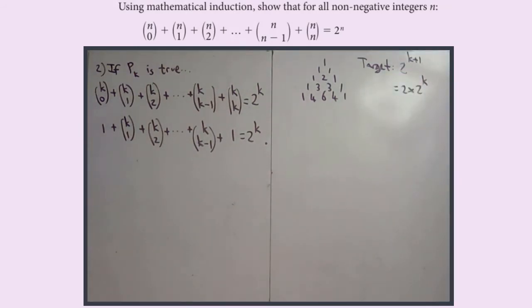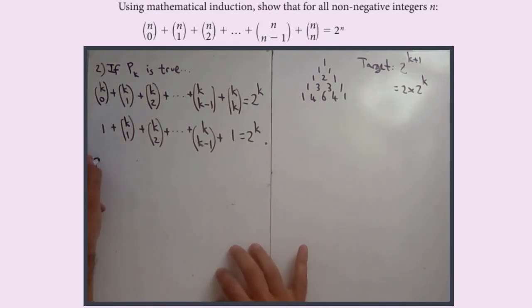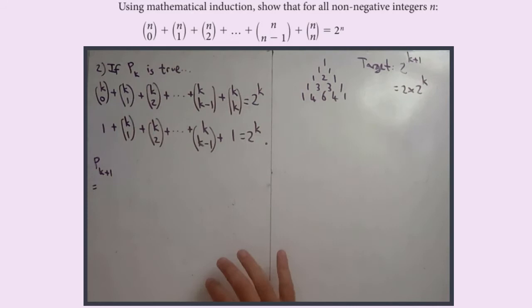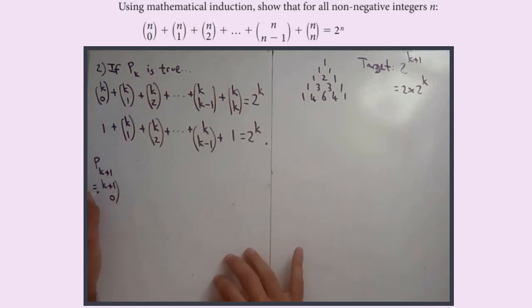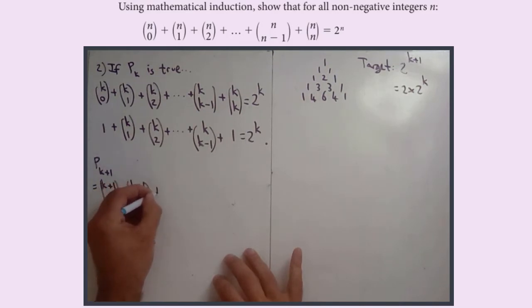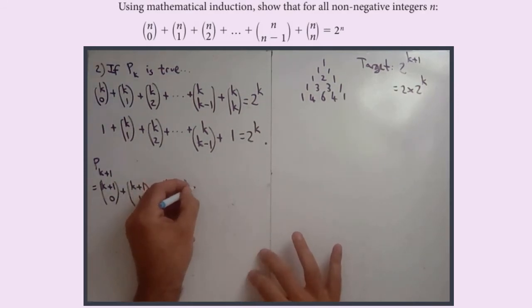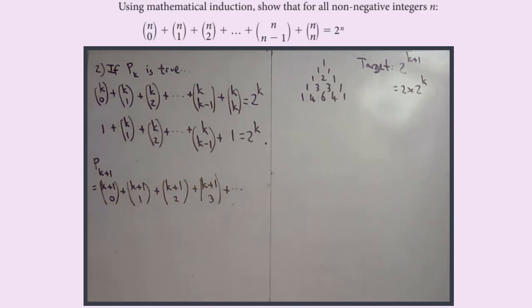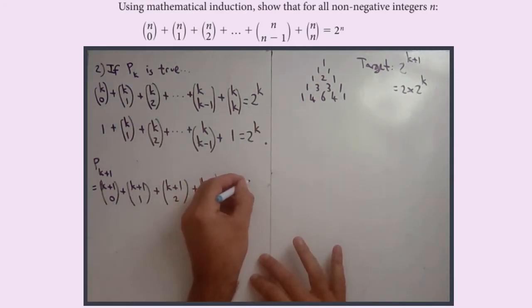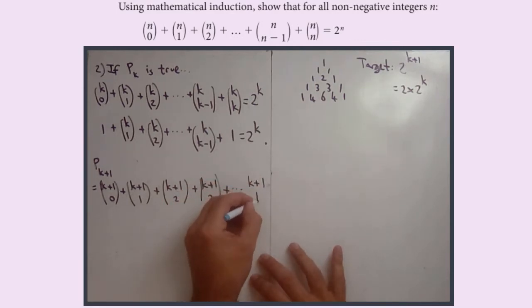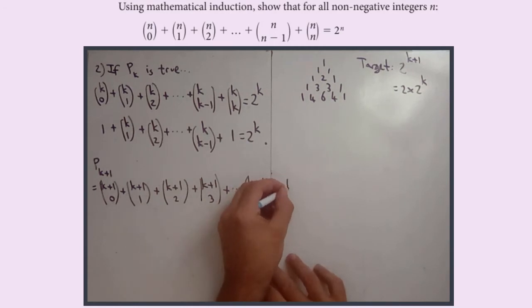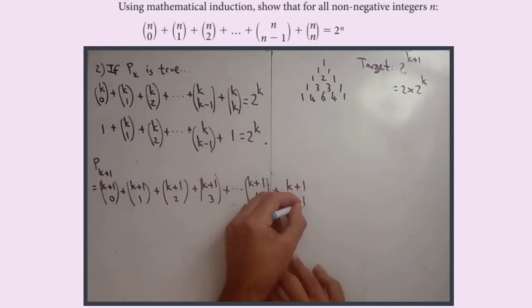So now we're going to write an expression for P(k+1). P(k+1) equals (k+1)C0 plus (k+1)C1 plus (k+1)C2 plus (k+1)C3 plus dot dot dot, all the way up to (k+1)Ck plus (k+1)C(k+1).